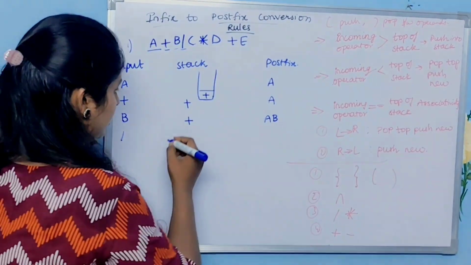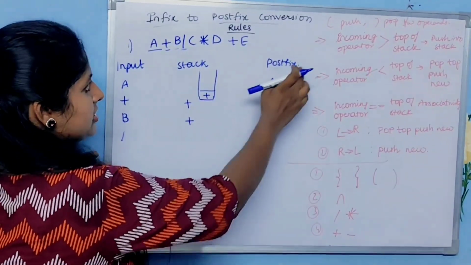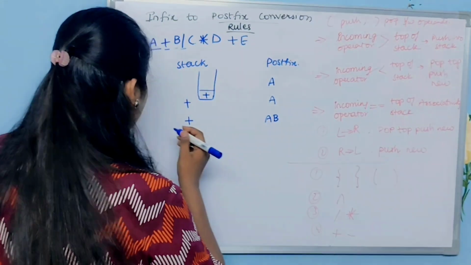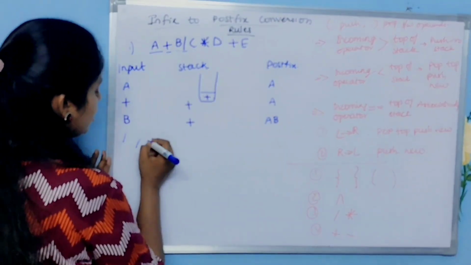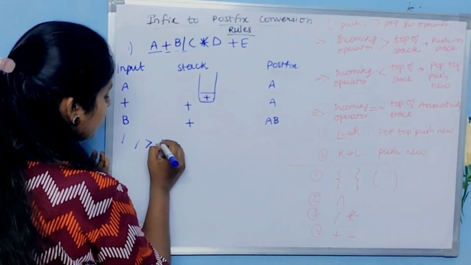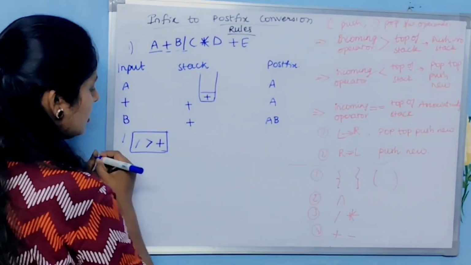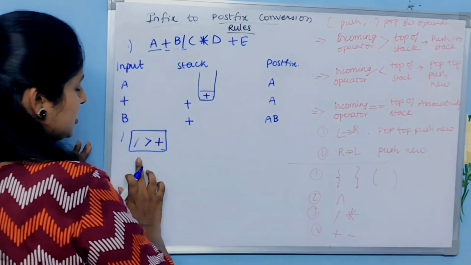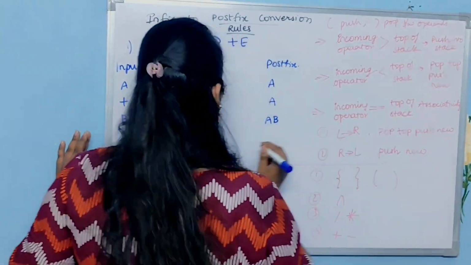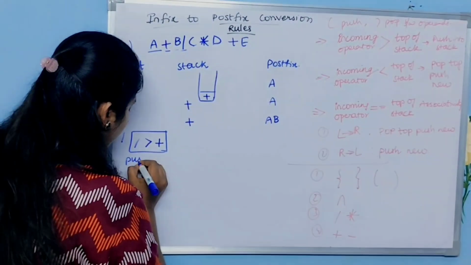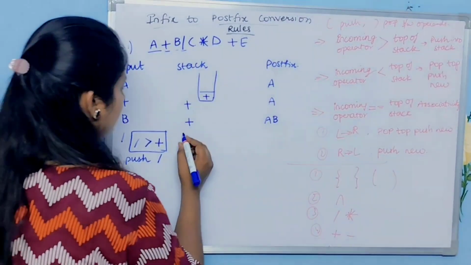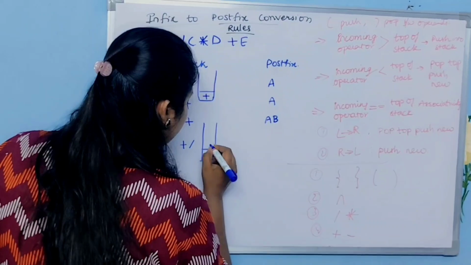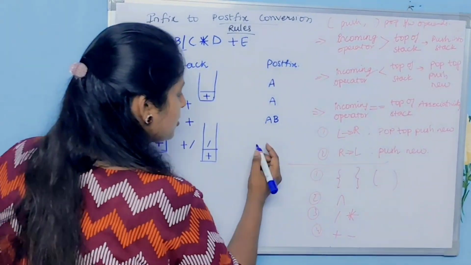division, right? Now I have to check the priorities. If the incoming symbol has higher priority than the top of the stack: my incoming symbol is division, and it has higher priority than plus. Is it true? Yes. So if this is true, what do we have to do? Push into the stack. You can directly push the new operator, that is division. Plus, I'll represent it over here, plus division. Now change over here, so carried.